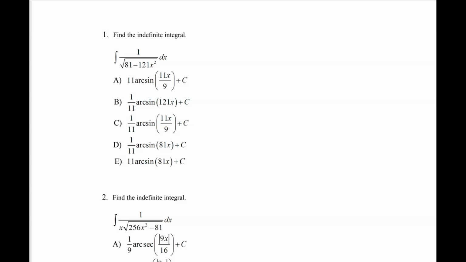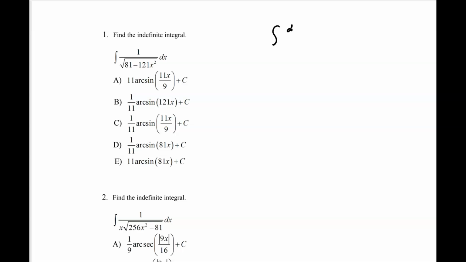Okay, example 1 here in these practice problems. Find the indefinite integral of 1 over the root of 81 minus 121x squared. Now, like I said in some of the other videos, you want to consider all of the other antiderivative techniques that we've done in this class, but clearly this one is going to involve inverse trig, and you can see that it's going to involve inverse sine.